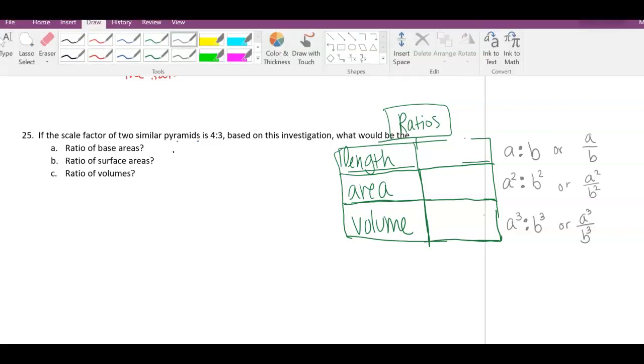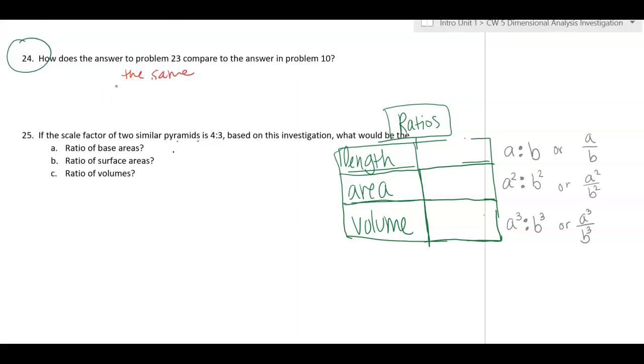So when we look at this first question here, the given information is right here. Scale factor of two similar pyramids is 4:3. That's what they're handing me. Now I have to interpret what kind of information they're giving me. They clearly are giving me a ratio. Okay, is it already reduced? Yeah, 4 and 3 don't have any more common factors, so that's good. They're giving me a reduced ratio.